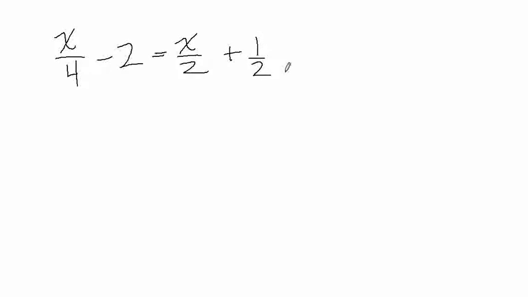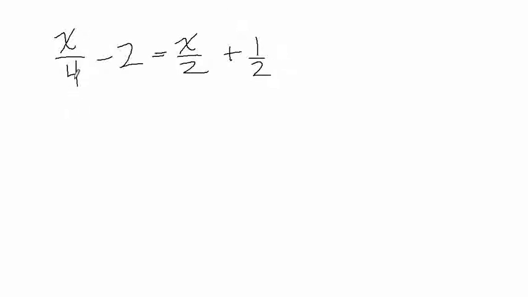So as an example, let's do x over 4 minus 2 equals x over 2 plus 1/2. Now, let's be clear. What's annoying about this equation is the abundance of fractions. What I like to do is get rid of my problems as fast as possible. I like to get rid of the fractions, turn them into a lot easier, friendlier numbers, so to speak. And the way to do that is to multiply both sides by the least common denominator.